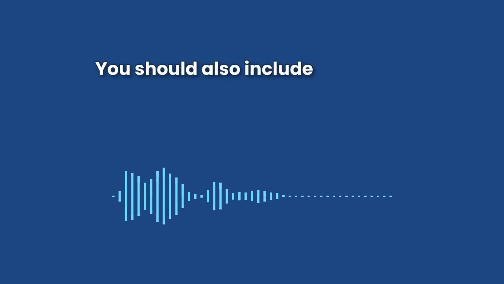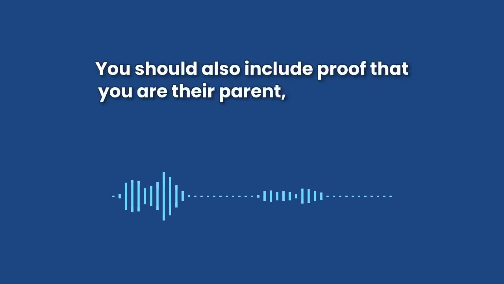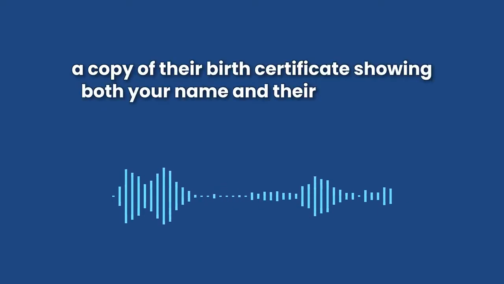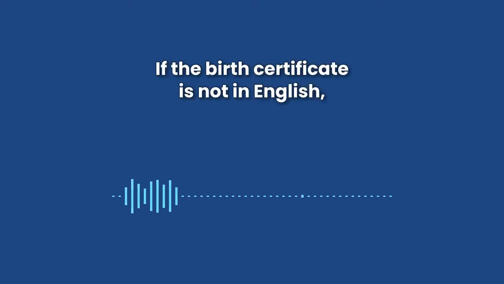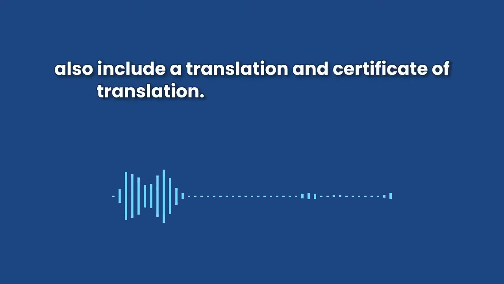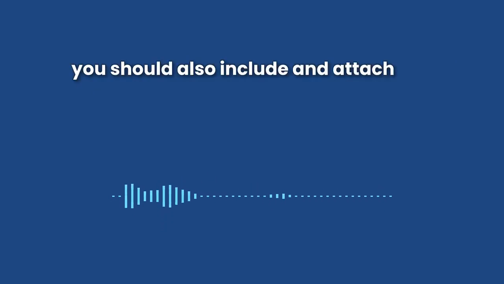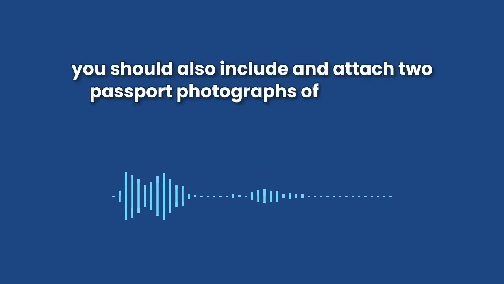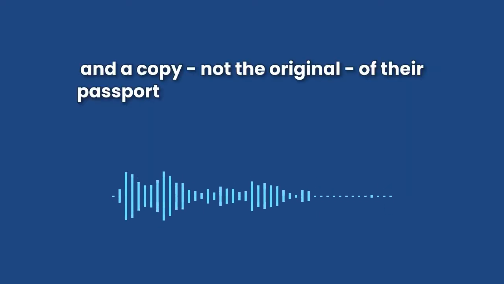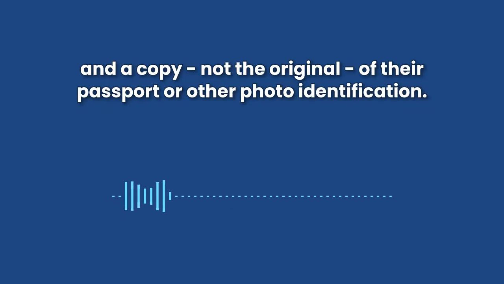You should also include proof that you are their parent. For example, a copy of their birth certificate showing both your name and their name on it. If the birth certificate is not in English, also include a translation and certificate of translation. Like you did for yours, you should also include and attach 2 passport photographs of your child and a copy, not the original, of their passport or other photo identification.